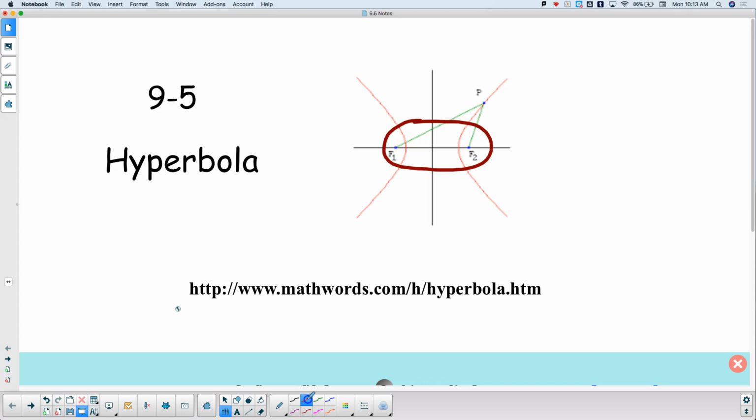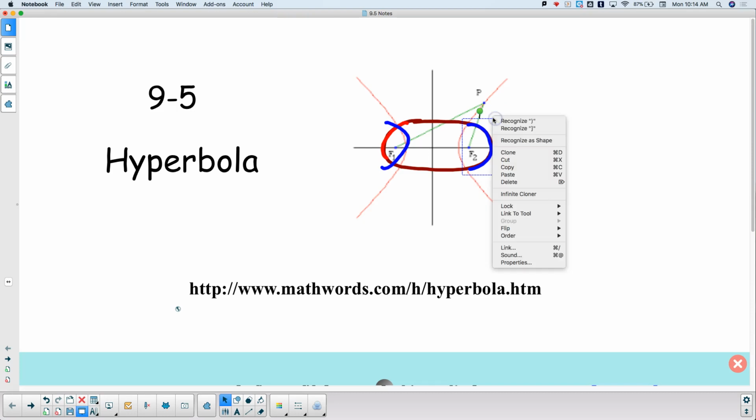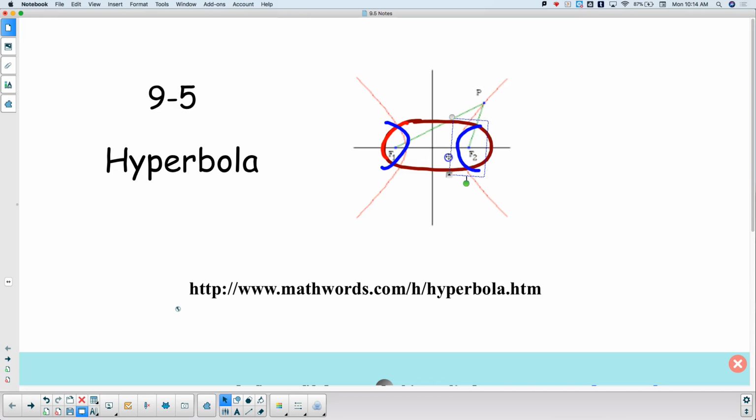So instead, I take this chunk right here. Actually, I should have gone in a different color. I take this chunk right here, and I take this chunk right here, and I spin them. Now let me see if I can do this. And I spin them. I get, oops, this way. Come on. I get my, and I move it back a little bit. I get my hyperbola. Okay? So that is a hyperbola.